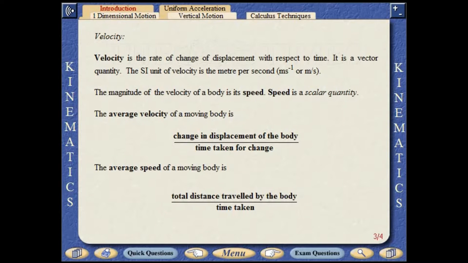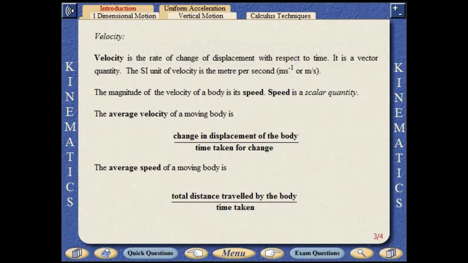Velocity is the rate of change of displacement with respect to time. It is a vector quantity. The SI unit of velocity is the meter per second. The magnitude of the velocity of a body is its speed. Speed is a scalar quantity.